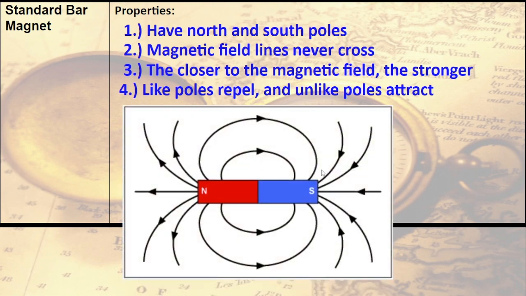Here's a picture of our bar magnet below, in which again we have this north pole, and the magnetic field lines flow out of the north pole, and then the south pole, in which the magnetic field lines flow into the south pole. We notice that these lines are never crossing, and we also notice that there's more magnetic field lines closer to the magnet, meaning that it is stronger by the magnet than it is away from it.